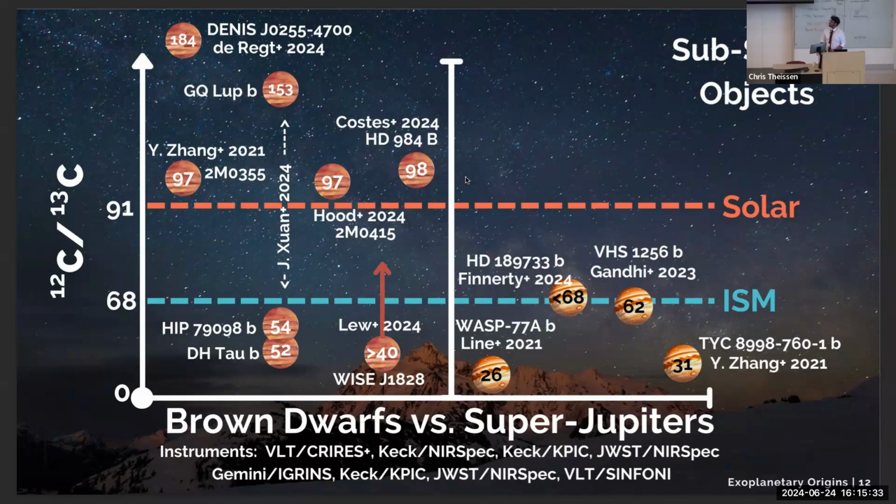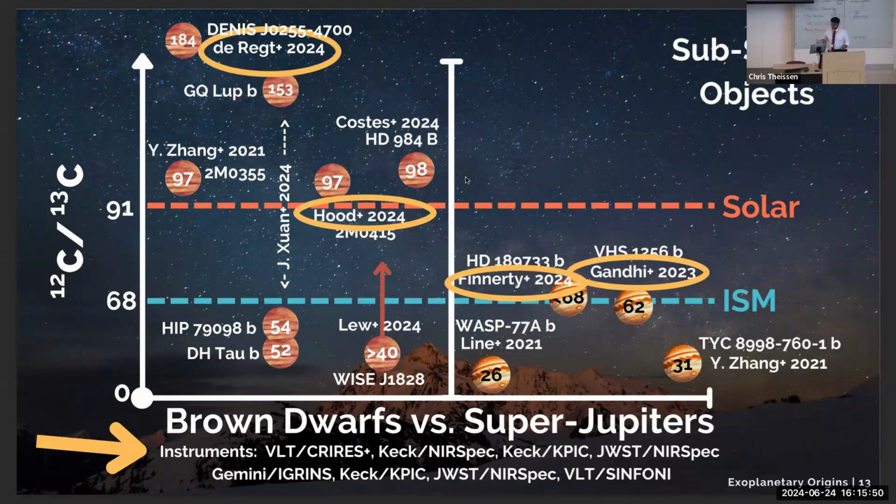So here I show a not quite to scale plot of the substellar objects with carbon-12 to carbon-13 ratios in the literature. The more massive brown dwarfs are on the left, and then the super-Jupiters are over here on the right. I'll just draw your attention to a couple different things. First of all, all of these carbon-13 detections have been made within the past 3 years, and most of them have actually been published just this year. A lot of the authors are here in the room, which is pretty cool.